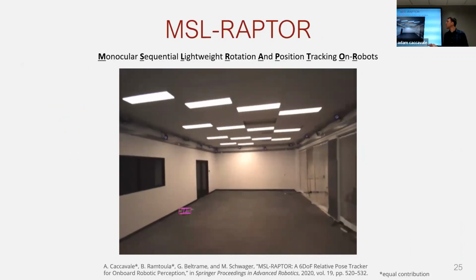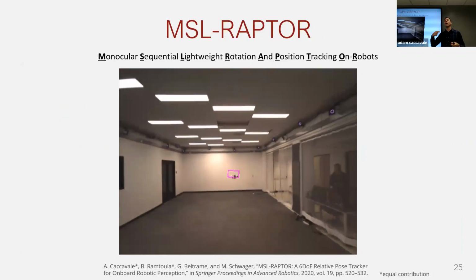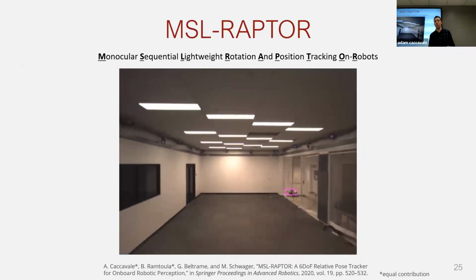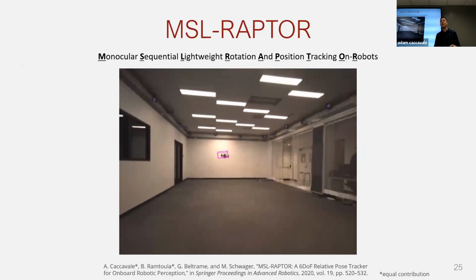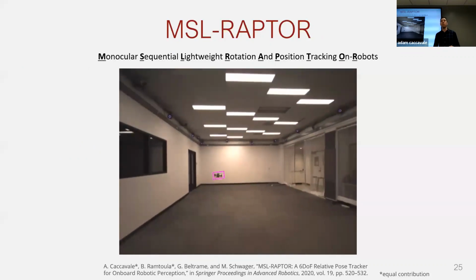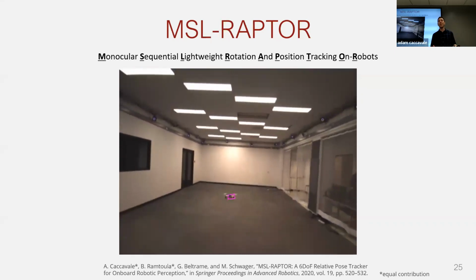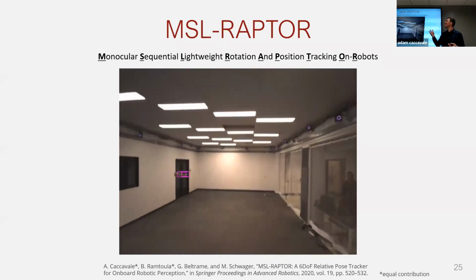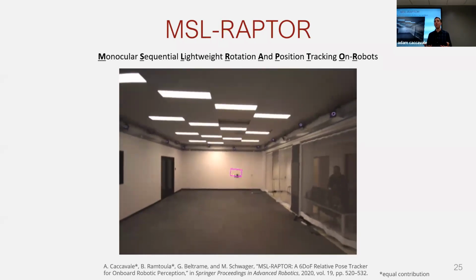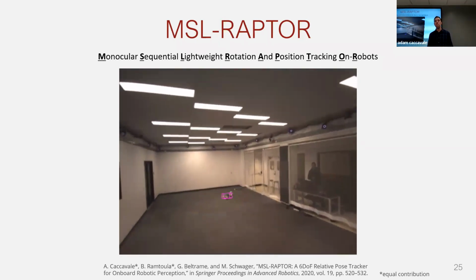So this video shows the view from a drone that's flying in the flight room, tracking another drone in the same flight room. So MSL-RAPTOR is an acronym. It stands for Monocular Sequential Lightweight Rotation and Position Tracking on Robots. And I apologize for the slightly tortured acronym, but we really like getting MSL, our lab title, in, plus the imagery evoked by Raptor. This is a little bit of a bird of prey feel for one drone tracking another.